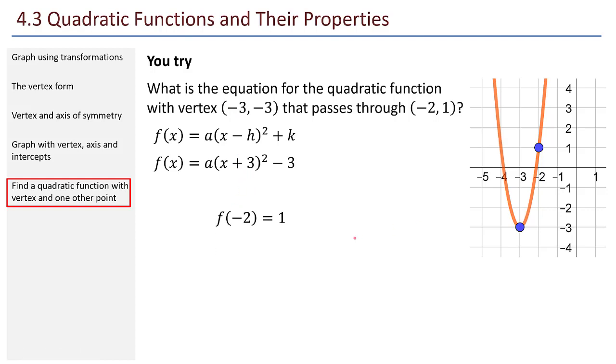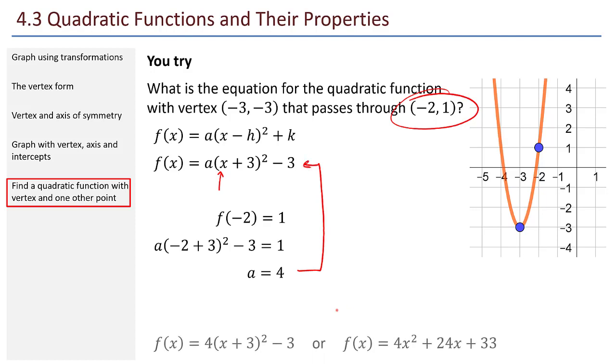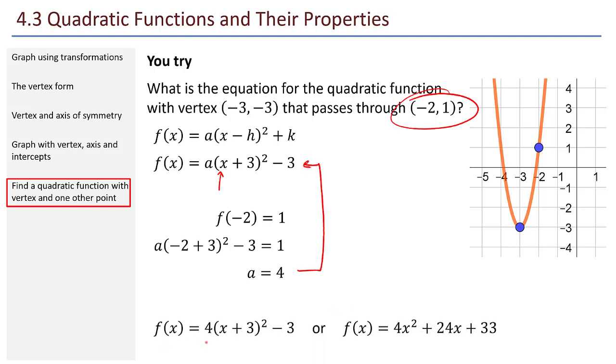f of negative 2 is 1. I use the fact that it goes through that additional point. What is f of negative 2 really? I just replace the x with negative 2 up above, do some simplifying, and I can figure out what a is. It turns out that in this case, a is 4. So I plug in 4 for a, and I find f of x equals 4 times (x plus 3) squared minus 3. Or you can expand it all out and get your function in standard form.